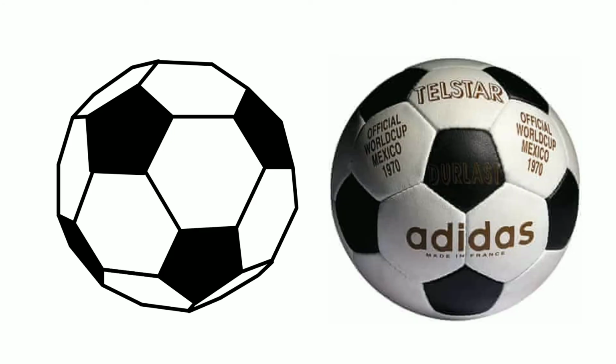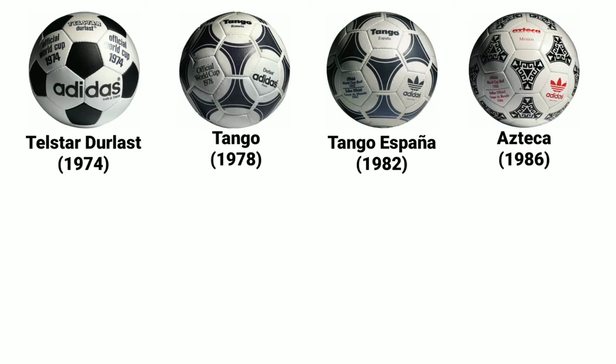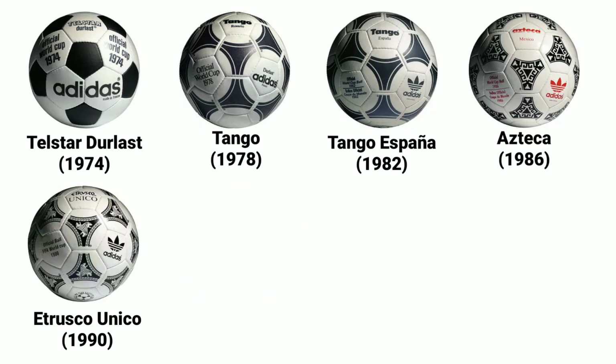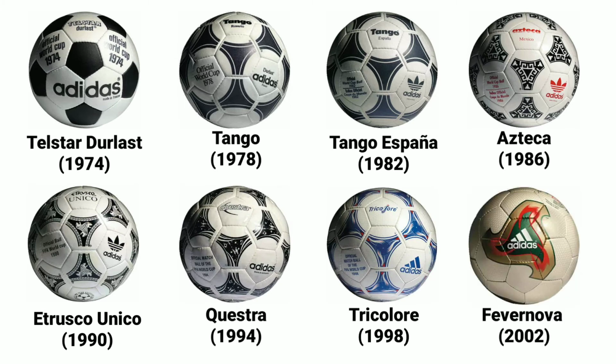Look at the next 8 World Cup match balls: the Telstar Durlast, the Tango España, the Azteca, the Histórico Único, the Questra, the Tricolore, and the Fevernova. Although they have various printed patterns, the physical panel layout with 20 hexagons and 12 pentagons is the same as the 1970 Telstar.